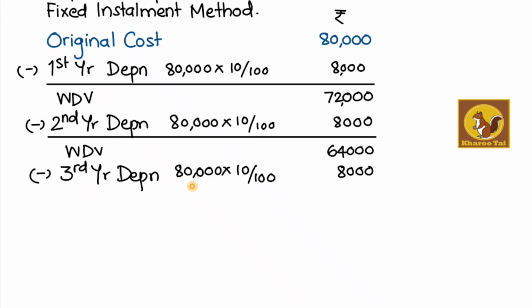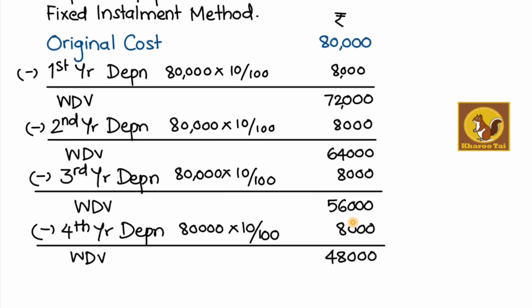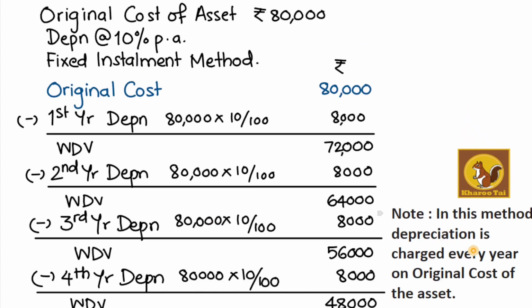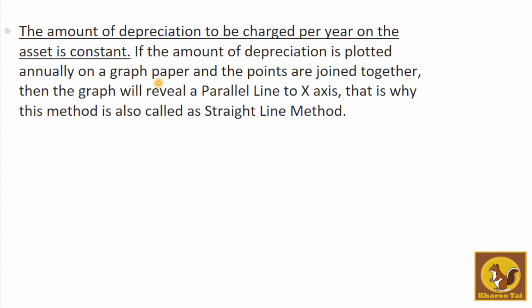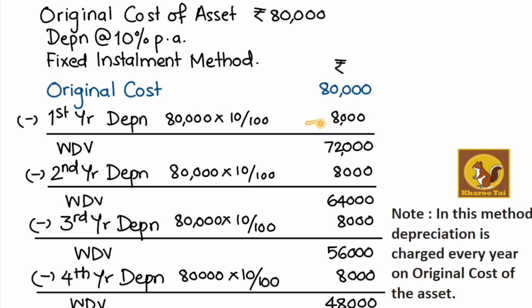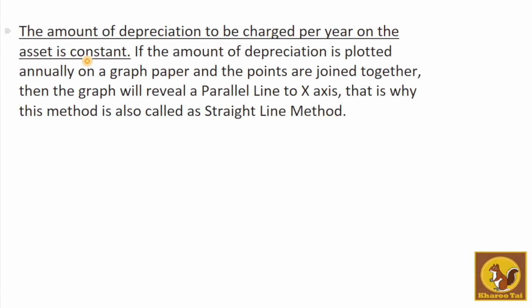Again in the third year, same calculation, 80,000 into 10%, that is 8,000, and again the same in the fourth year. So what we can see is the amount remains the same every year. That is, we calculate depreciation on original cost every year. In this method, depreciation is charged every year on the original cost of the asset. The amount of depreciation to be charged per year on the asset is constant. The way we have seen in the last example, every year the amount remains the same.